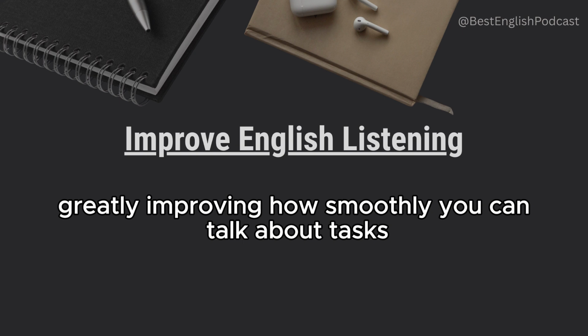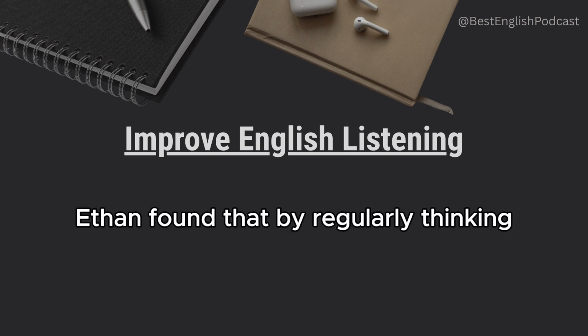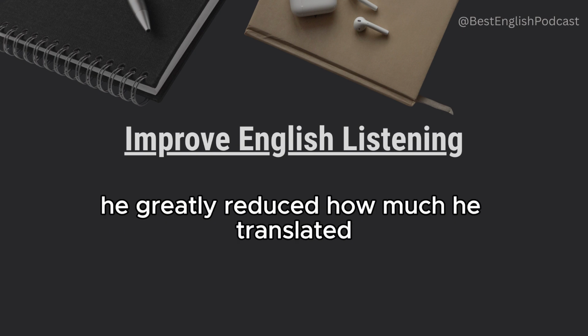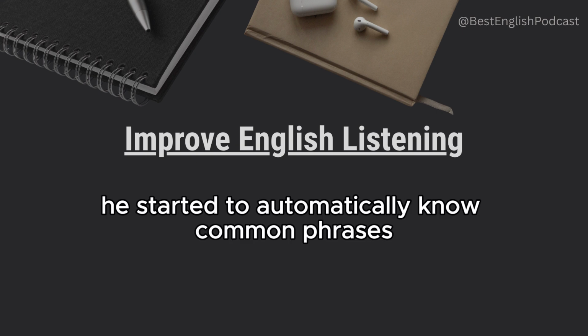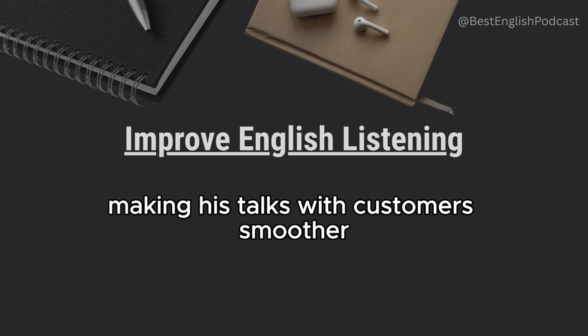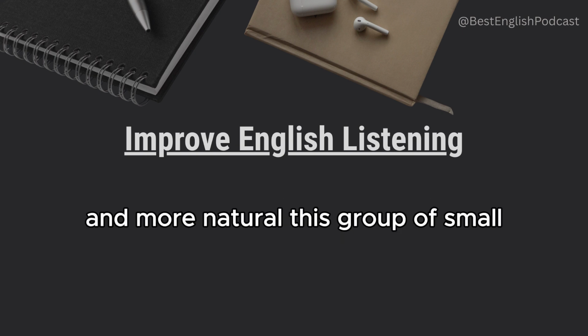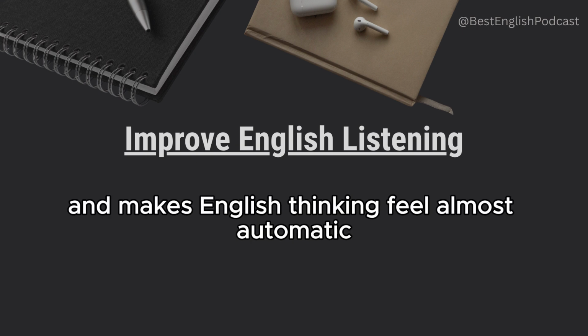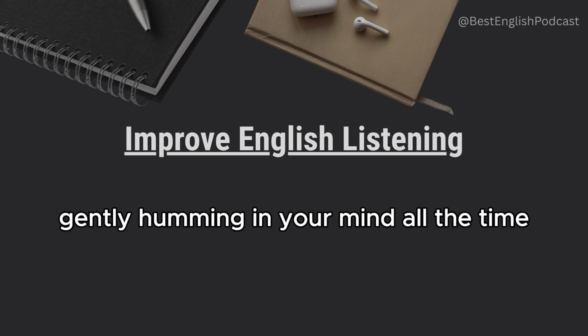Ethan found that by regularly thinking through his daily routine in English, he greatly reduced how much he translated. He started to automatically know common phrases and words he needed for his job, making his talks with customers smoother and more natural. This group of small, regular habits helps your brain build strong new connections and makes English thinking feel almost automatic. It's like having English gently humming in your mind all the time.